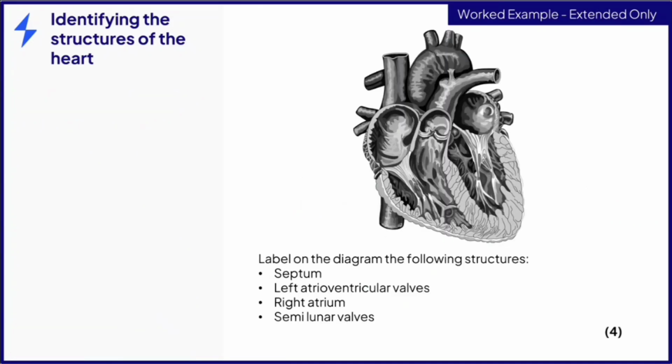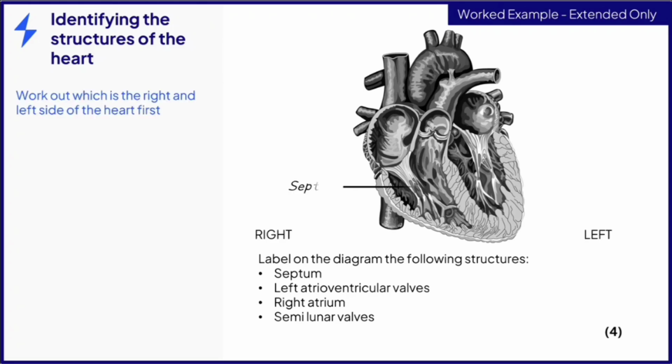Let's now look at identifying some other structures in the heart in a different image. You are awarded 1 mark for each structure identified, so as before, ensure you take note of the right and the left side of the heart. The septum is here, identified by how it separates the left and the right sides of the heart, keeping oxygenated and deoxygenated blood separate. Here we have the left atrioventricular valve, which separates the atrium from the ventricles. The same can be seen on the right-hand side.